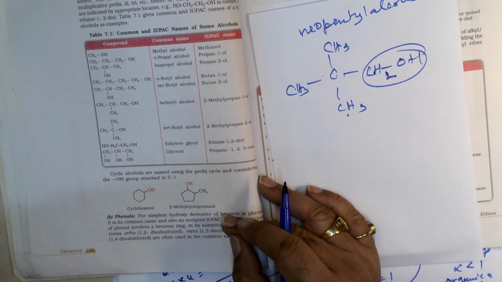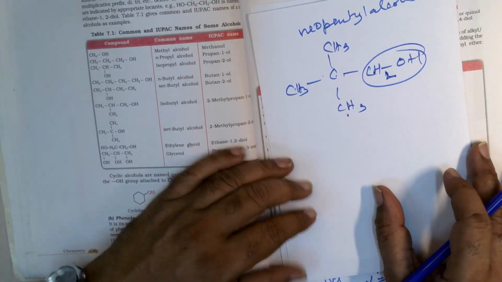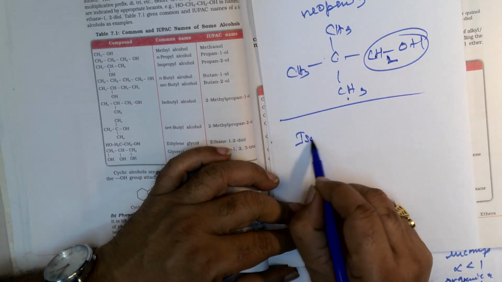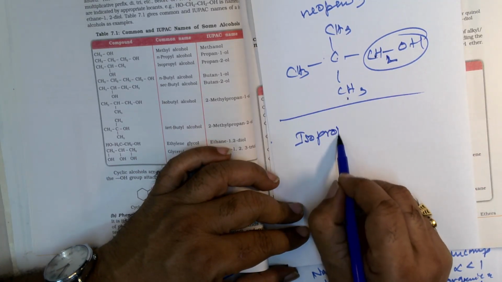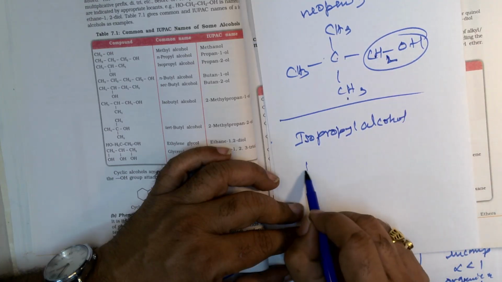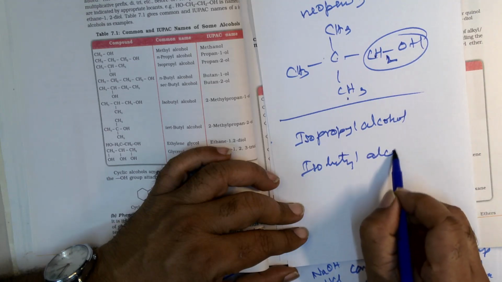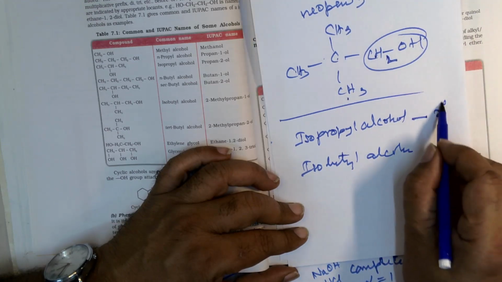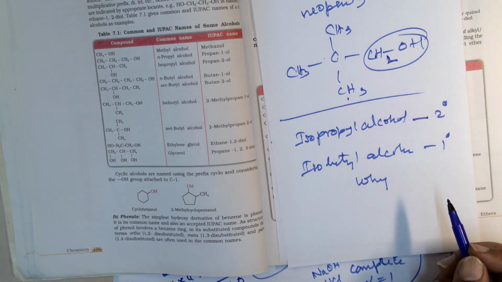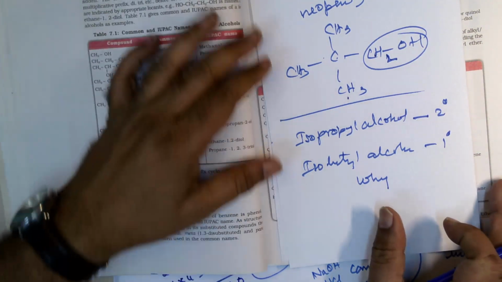And let us proceed now. Let me ask you one simple question. Isopropyl alcohol and isobutyl alcohol. So this is a secondary, this is a primary. Why? Can anyone explain?